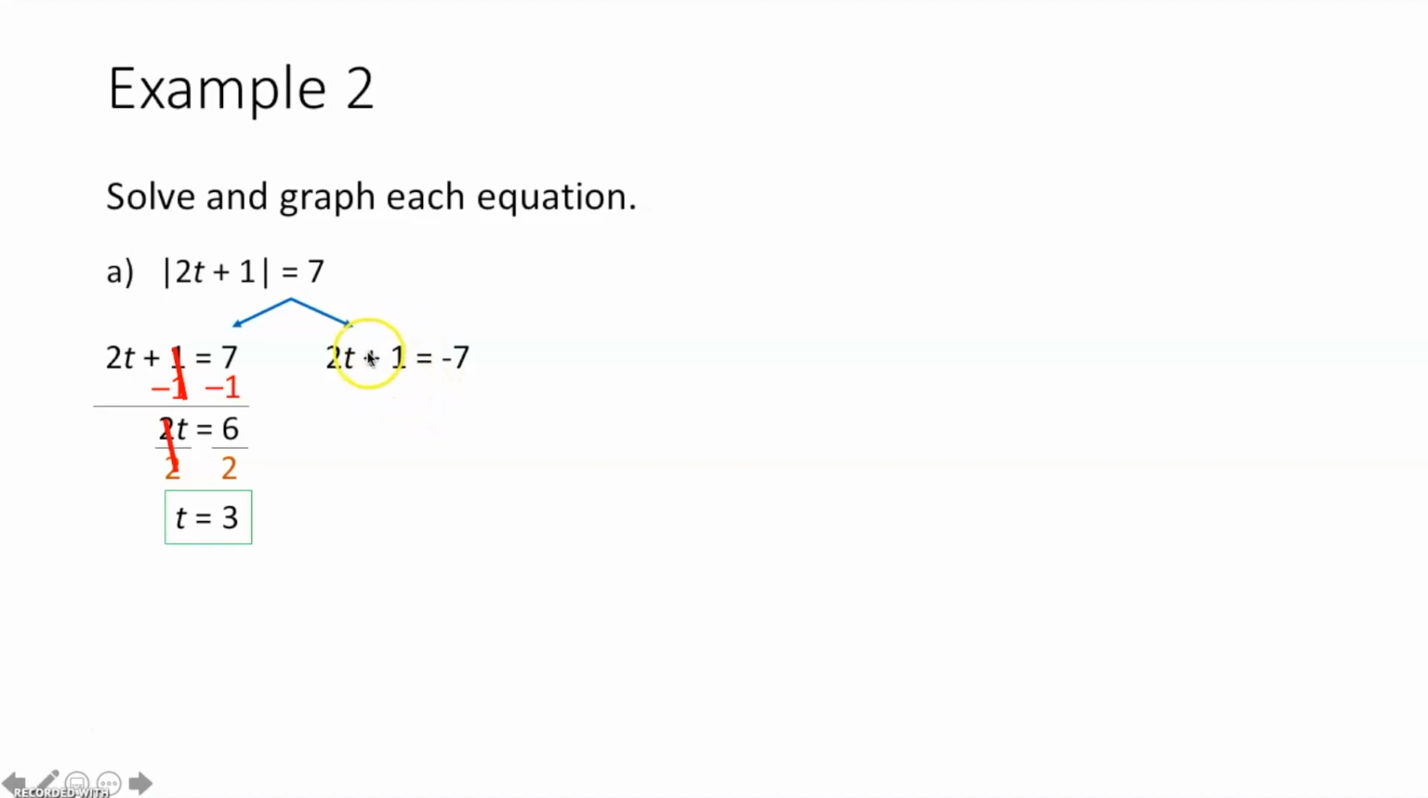On this side, get rid of this plus 1 first. I do the opposite, the inverse. I subtract 1 from both sides. These cancel each other out, and over here, negative 7 minus 1 is the same as negative 7 plus negative 1, so it's going to be negative 8. Now to get t all by itself, I get this 2 to the other side by dividing both sides by 2. That way these cancel out, and I get t is equal to negative 4. So my two possible answers are t equals 3 and t equals negative 4.